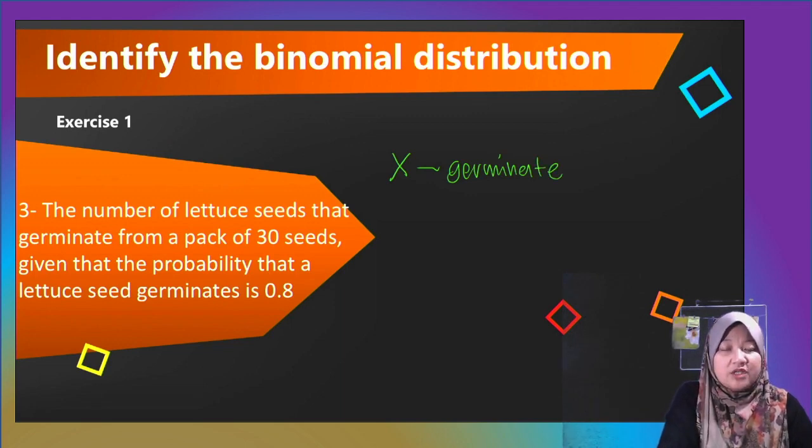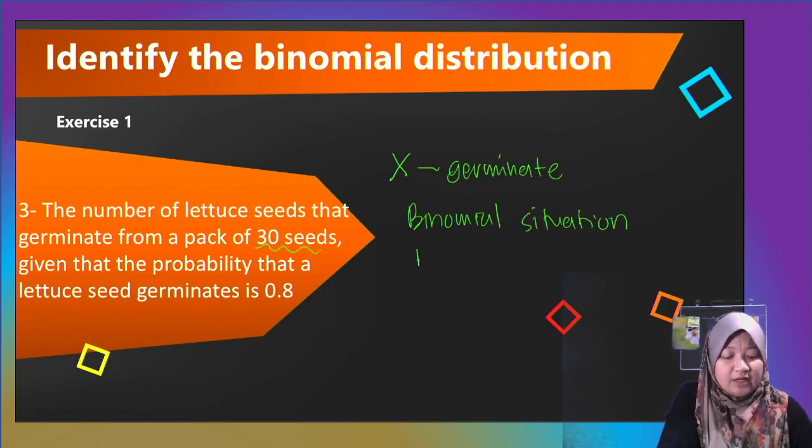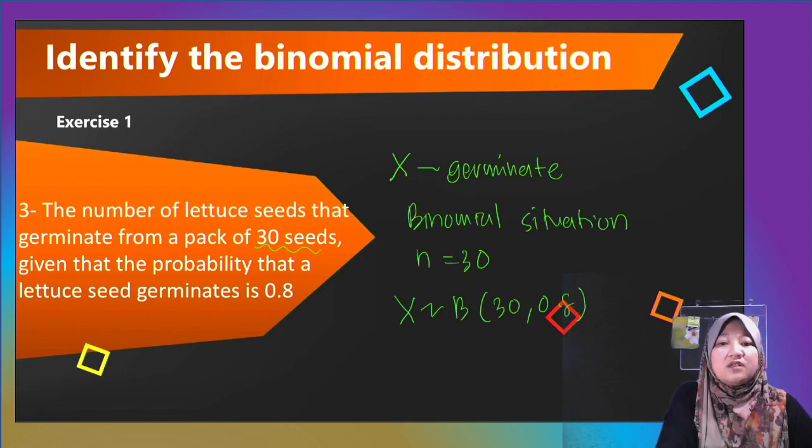Okay, maksudnya ada probability bahawa seed ni akan bercambah, germinate. Maksudnya ada dua kemungkinan lah. Bercambah atau tidak bercambah. Maksudnya ada success event dan juga failure event. So ada dua kemungkinan, two possible outcome. So this one is binomial. Binomial situation. And then given that di sini ada n of trial is 30. So this one is binomial distribution 30 with 0.8 probability of germinate.